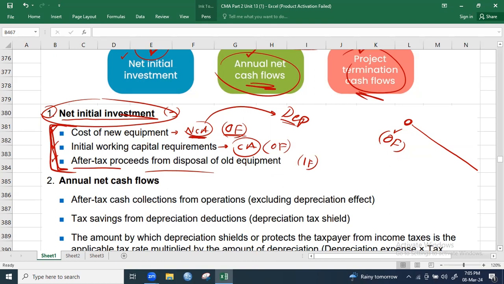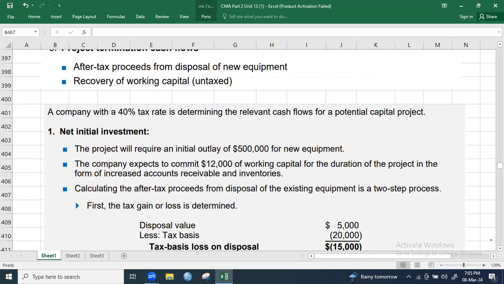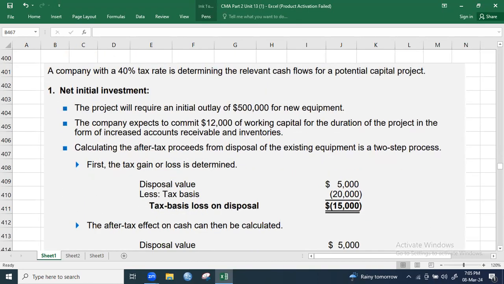So net initial investment, this is how information will be given to you. I'm going to show you here. For example, let's assume there is a company with a 40% tax rate, and this information is available for a new investment. Maybe you're going to acquire a machine, or maybe you're going to erect a factory. So you have one project. The project will require an initial outlay, meaning outflow, of 500,000 for new equipment.